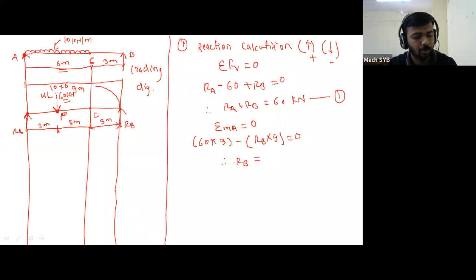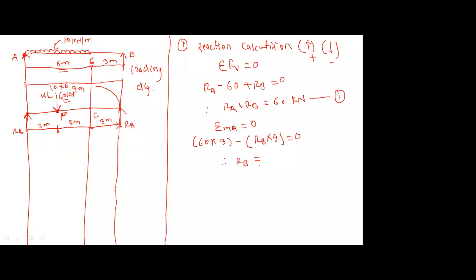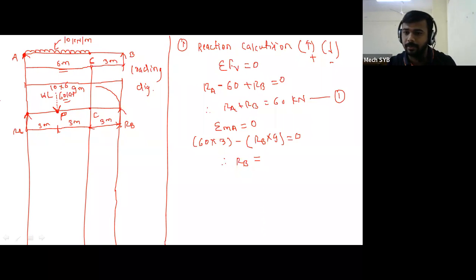All the students, you also participate in the calculation. You can unmute from your side, and like that you can tell me the answers. What is the value of RB? 20 kilonewton. RB is equal to 20 kilonewton. Correct. And from equation 1 we can calculate.